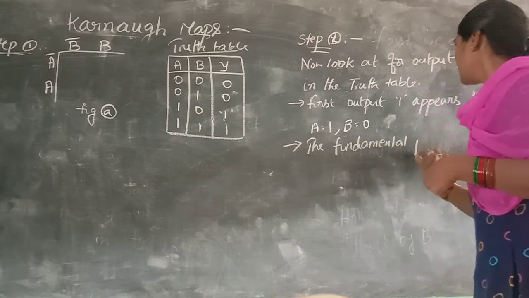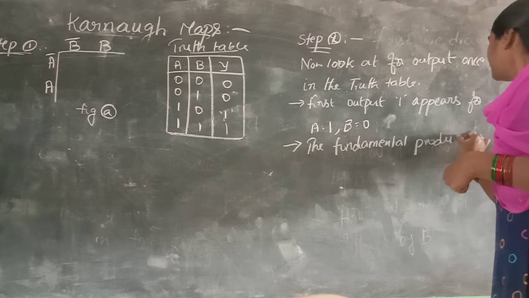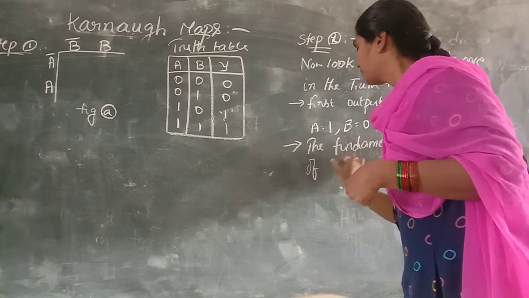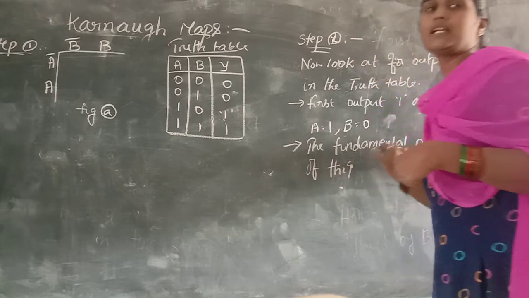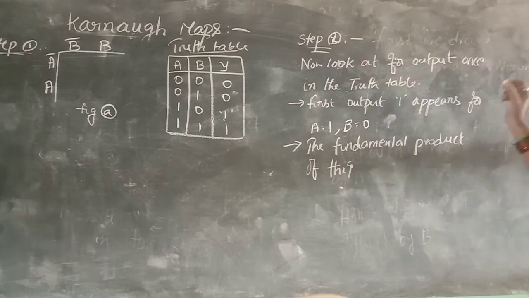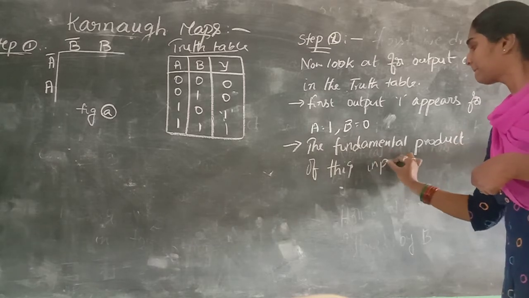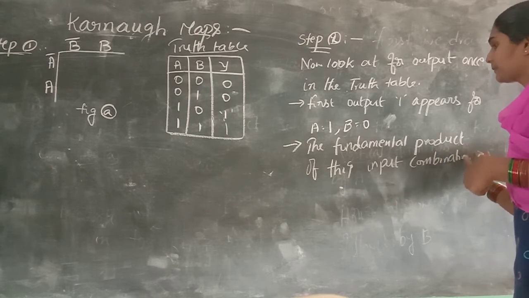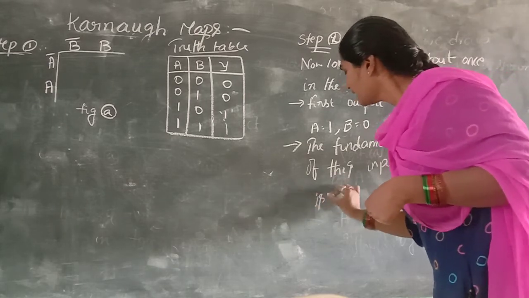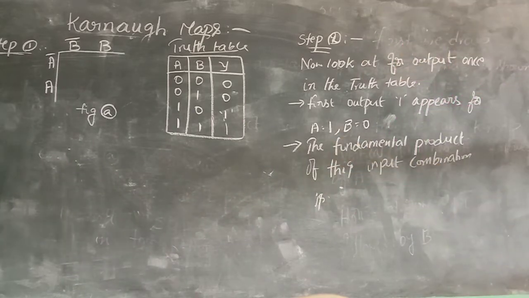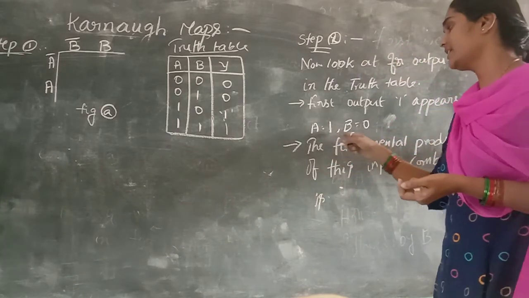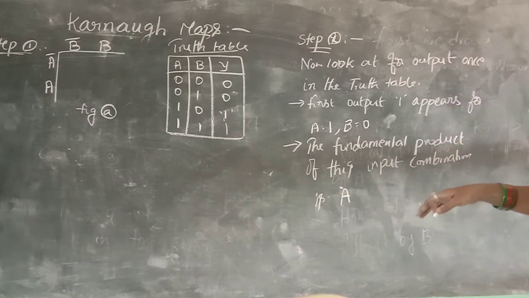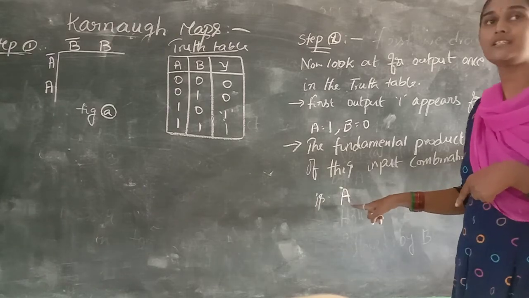The fundamental product of this input combination: A is equal to 1, B is equal to 0. So that's why here A is equal to 1, so we put A only. For 1, we put A as A only.